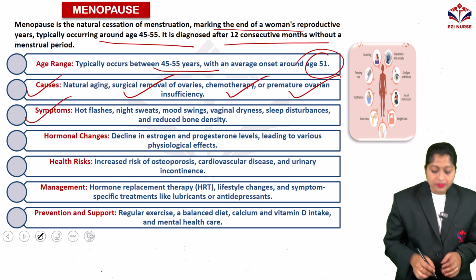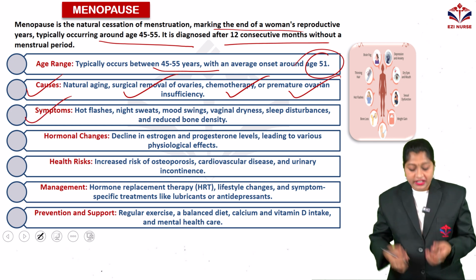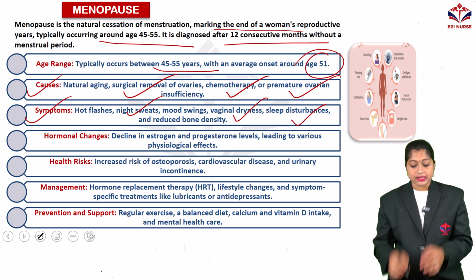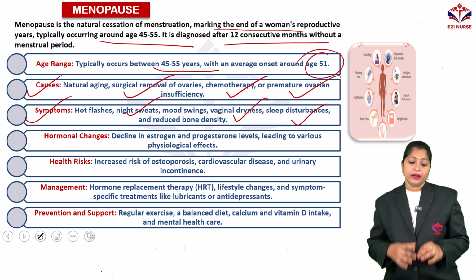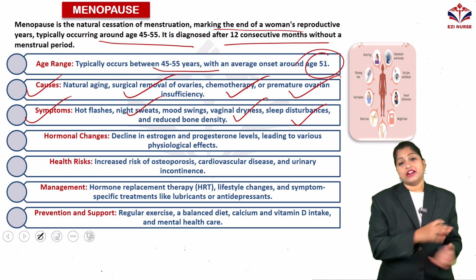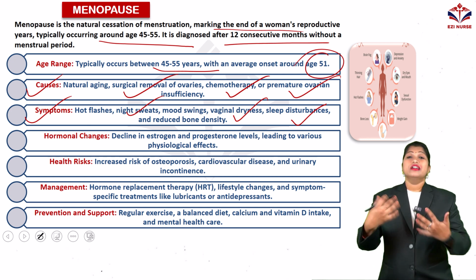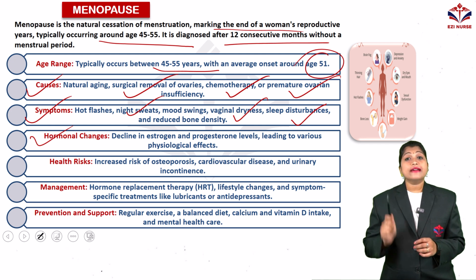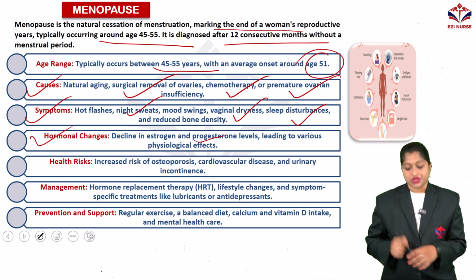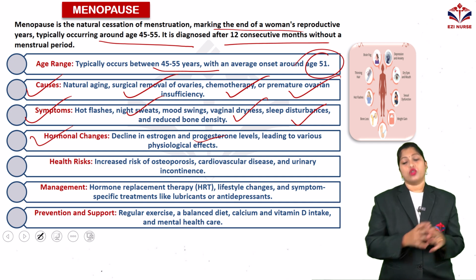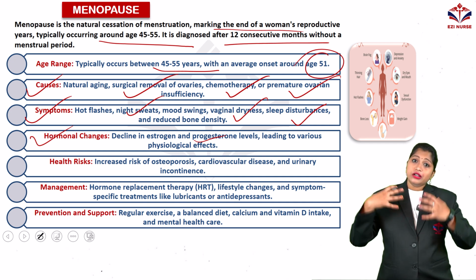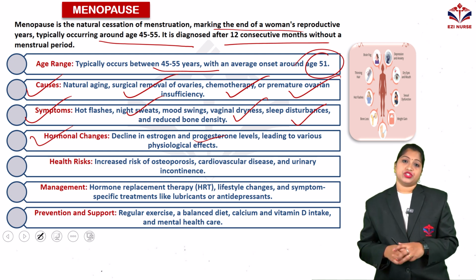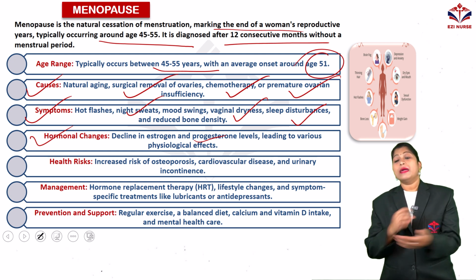Next is symptoms. Hot flashes, they can experience night sweats, mood swings, vaginal dryness, sleep disturbances, reduced bone density in the women. All this can be one of the symptoms that we can see in the women who are experiencing menopause. And the next we can see the hormonal changes. There is usually a decline in the estrogen and the progesterone levels, which is leading to various physiological effects. So you can see there are different bodily changes and symptoms due to this decline in the estrogen and progesterone levels.